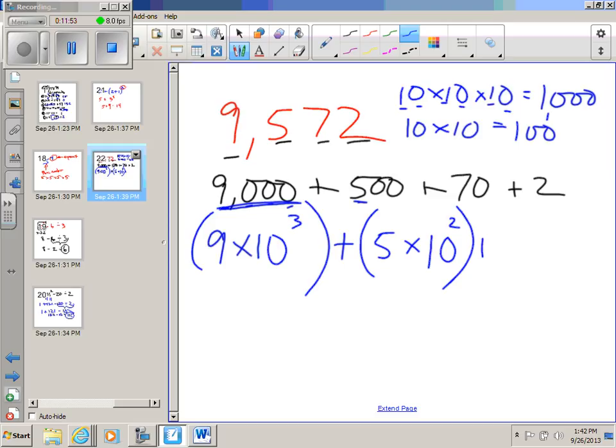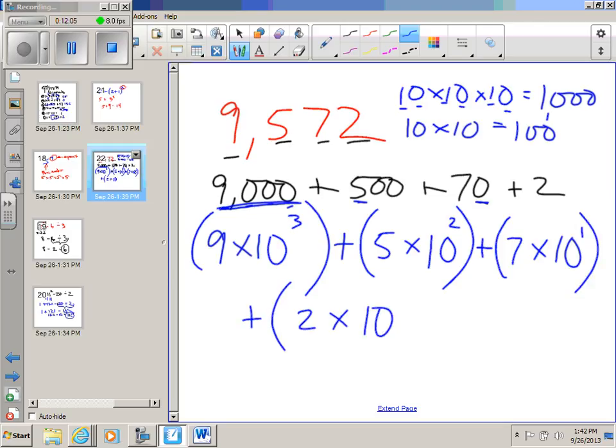And then 70 to the first power plus 2, 10 to the, how many places come after the 2 before you get to the decimal? 0. 10 to the 0 power. Okay, so you kind of find yourself counting down.